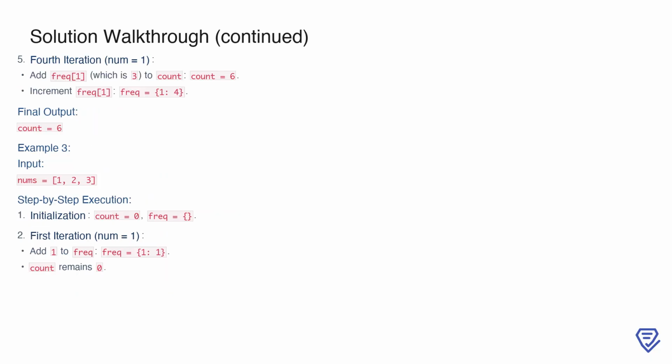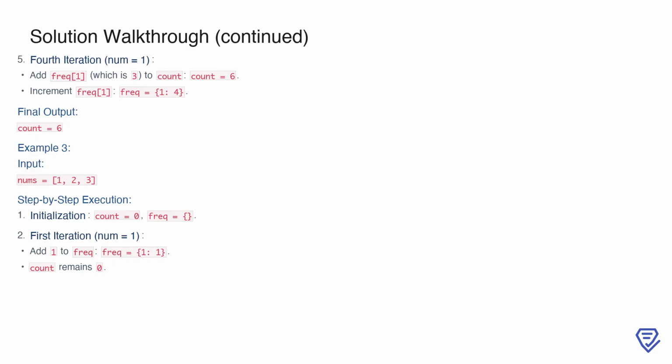In the fourth iteration, we encounter 1 once more. Since 1 is in frequency, we add its current frequency, which is 3, to count. This brings the total count to 6, as all pairs formed by this one with the previous occurrences are good pairs.